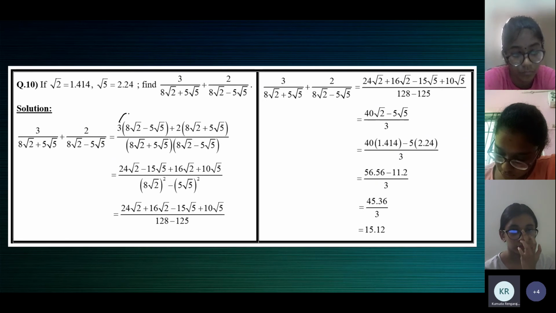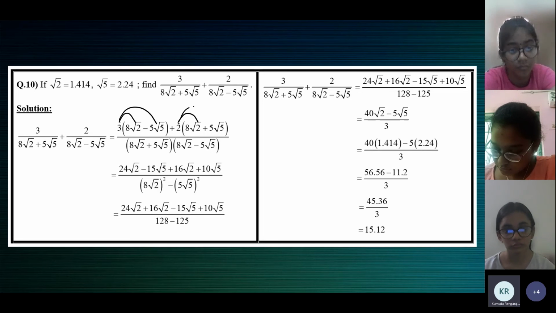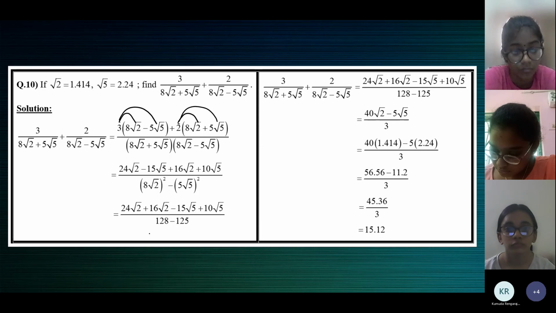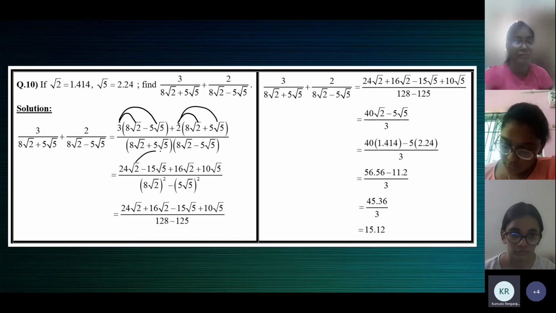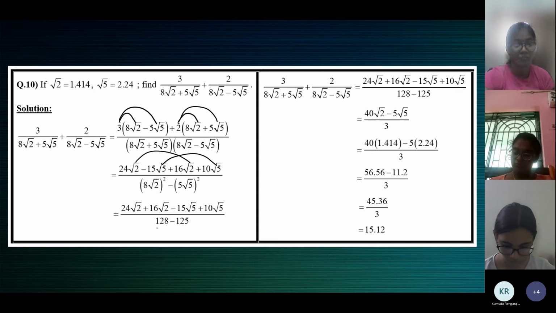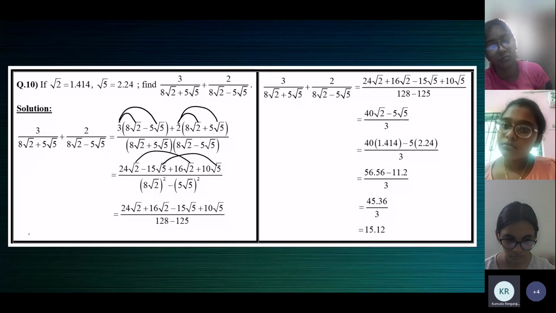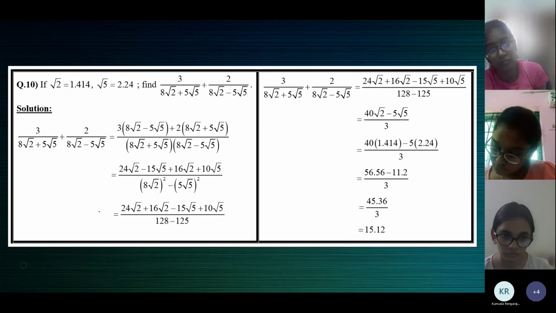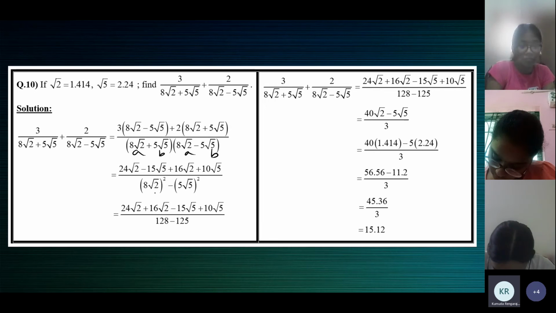Now we need to multiply all this. This into this, this into this, 2 into this one and 2 into this one. And we get these 4 terms. Then root 2 and root 2 can be simplified, root 5 and root 5 can be simplified. So for that only I've just rearranged. I've written 24 root 2. In the denominator it's a plus b into a minus b, so a square minus b square.